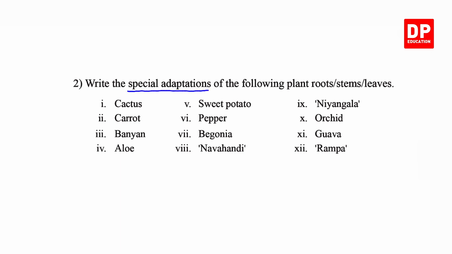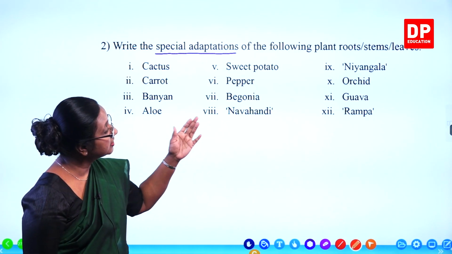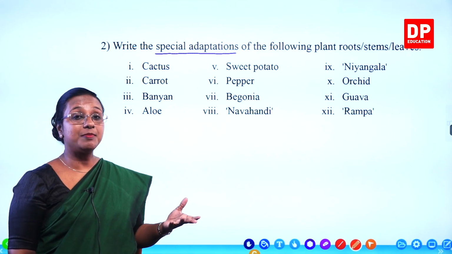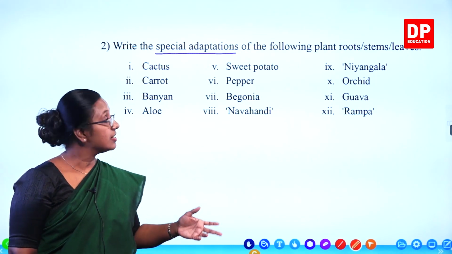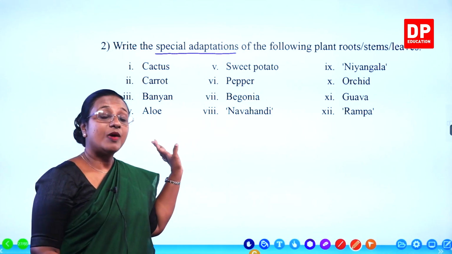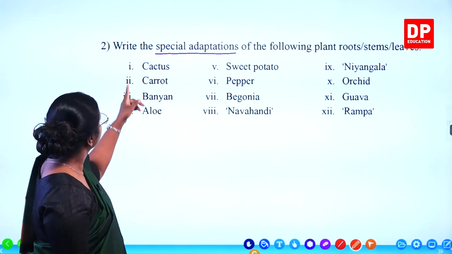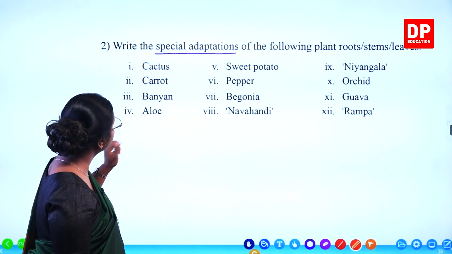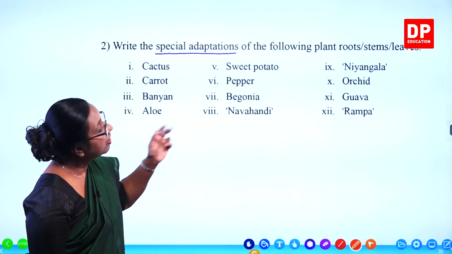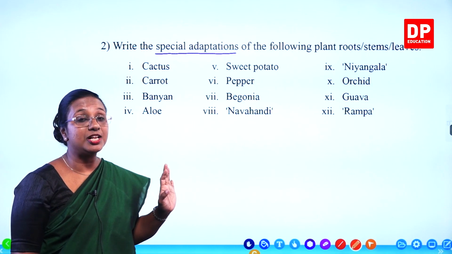Write the special adaptation. Look at the question carefully. Special adaptations of the following plant roots, stems and leaves. If in one plant there are more than one adaptations, you have to write all three. Or else it can be an adaptation only to roots or to the stems or the leaves. Or sometimes all three. So whatever you have learned, the special adaptations you have to write. The plants are cactus, carrot, banyan, aloe, sweet potato, pepper, begonia, navahandi, niangala, orchid, guava and rampe plant. So first you all have to write down all the special adaptations.